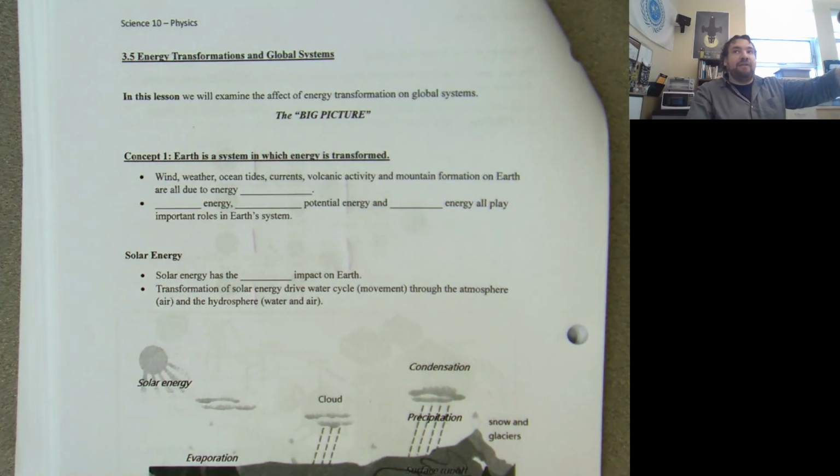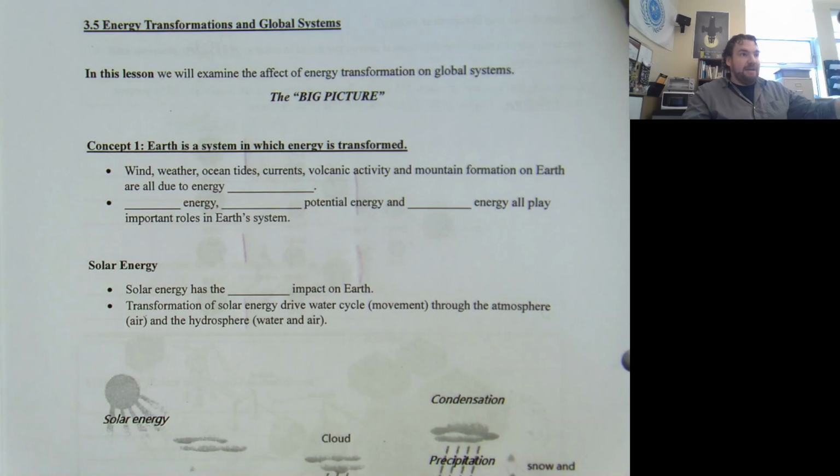All of these different energy types and energy transformations to go about getting energy out. And so there's not a lot to do here in this lesson, but it is a lot of information that is useful to have. So here is the state of the world. In this lesson, we're going to examine the effect of energy transformation on global systems. This is the big picture.